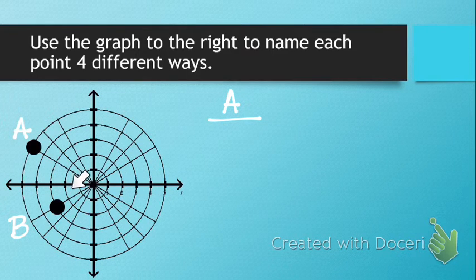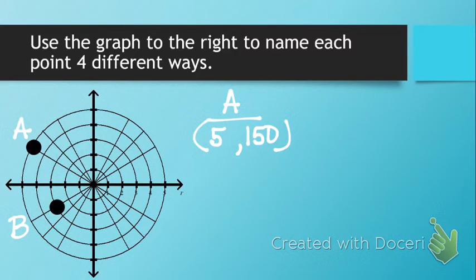What is it? 150, or you can do radians. So I'm going to just do degrees. So this will be 150 degrees. And then what ring does this fall on? What's the radius? 5. So this is 5 away from the origin. 1, 2, 3, 4, 5. That would be one way to name point A.